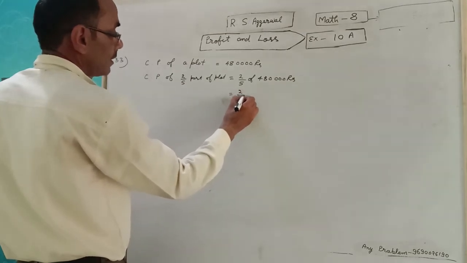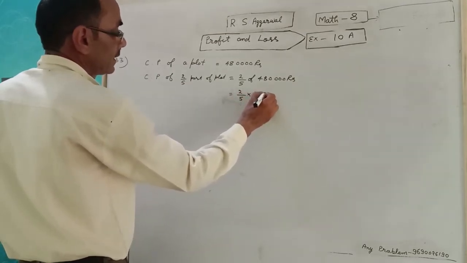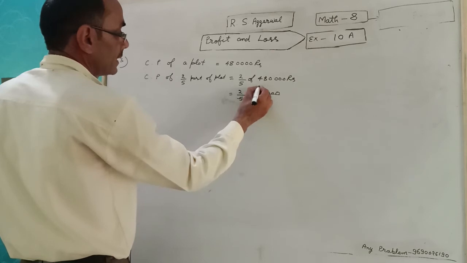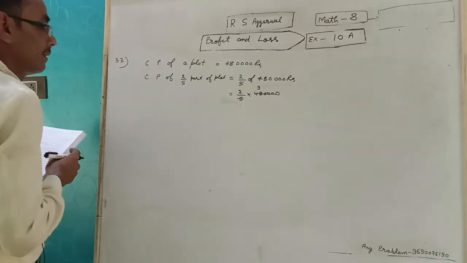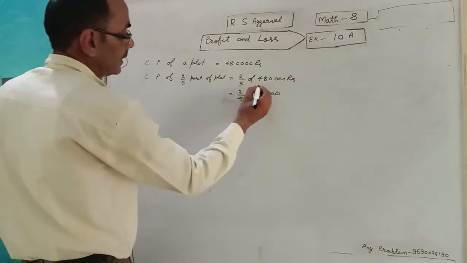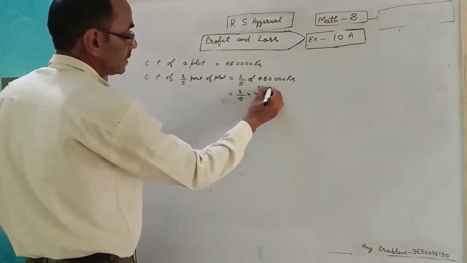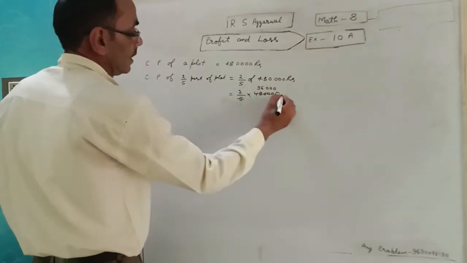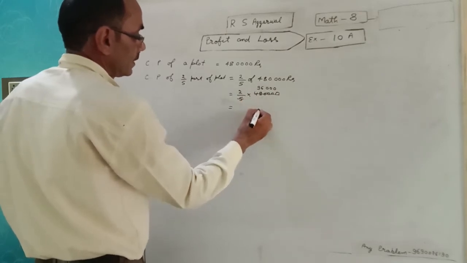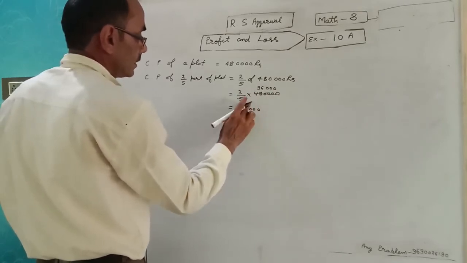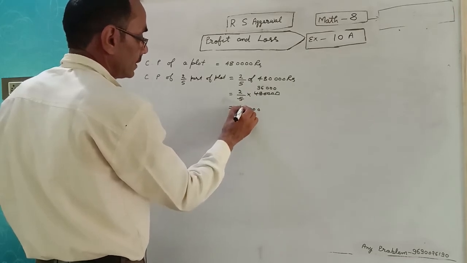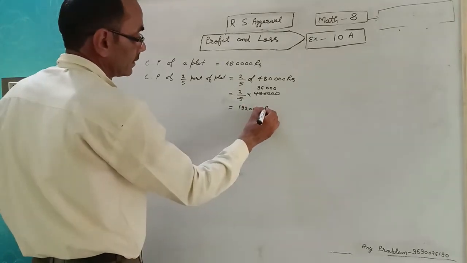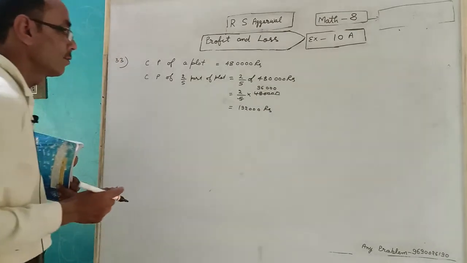2 upon 5 into 4,80,000, dividing by 5 and multiplying, gives 1,92,000 rupees.